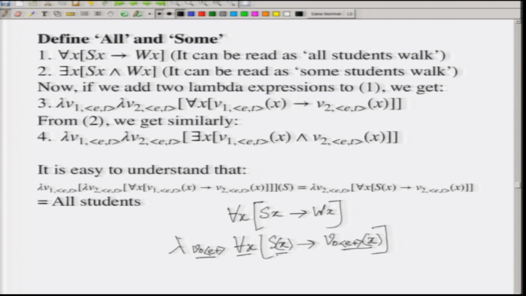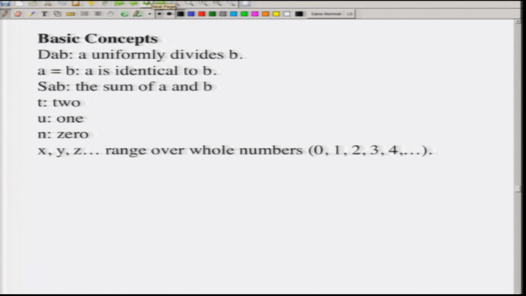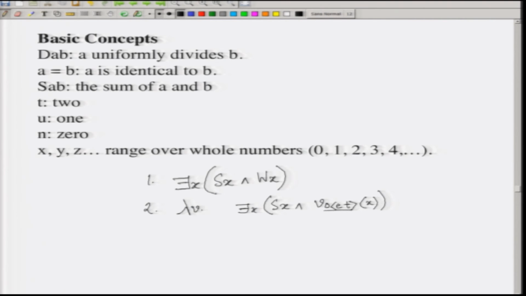How to define some? A sum expression would be something like, for example, some student walks. It will be for some x, s x and w x. Once again, first we define some students, and then we define some in a step by step manner. We keep x because x is bound, some x, that is student x, s x, and v0 (e to t) x. And all we do is add the lambda expression with this v0 (e to t).